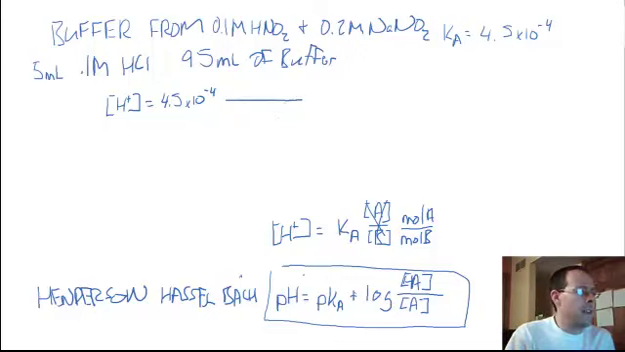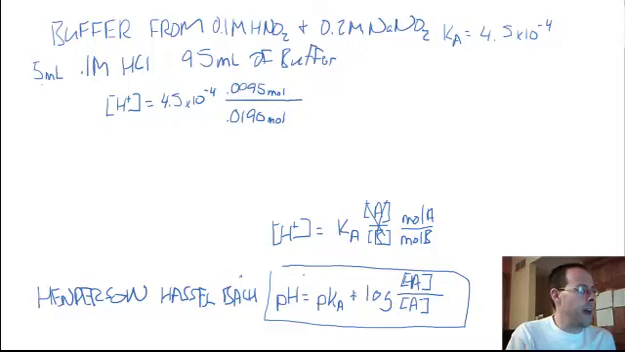So our moles of acid, we simply have 95 milliliters of 0.1 molar HNO3. So we're going to do 0.095, so we're going to have 0.0095 moles of acid. And then we have 95 milliliters of 0.02 molar NaNO2, that is our conjugate base, so we're going to take 0.095 times 0.2, and we're going to have 0.190 moles of base.